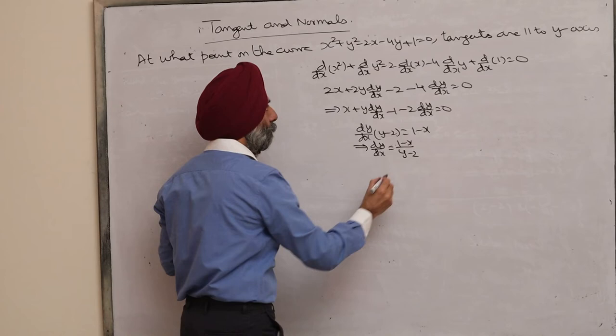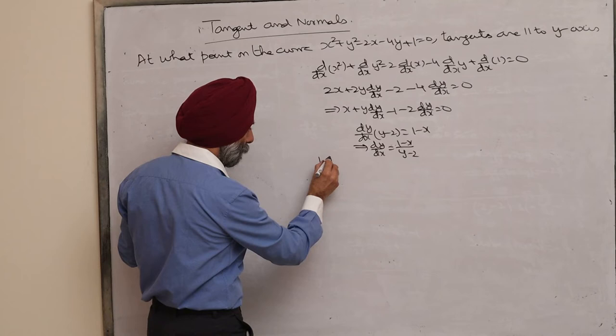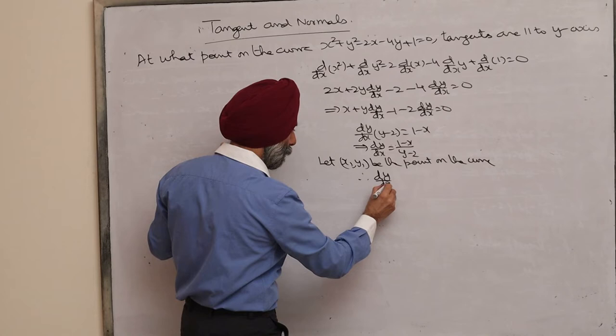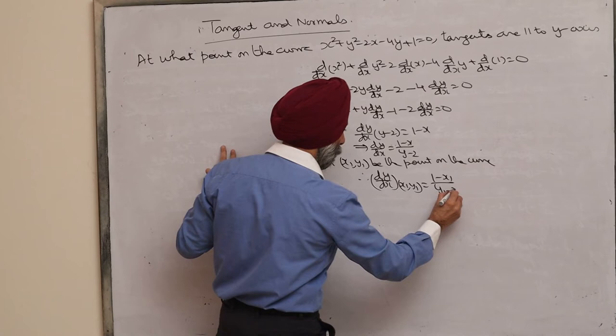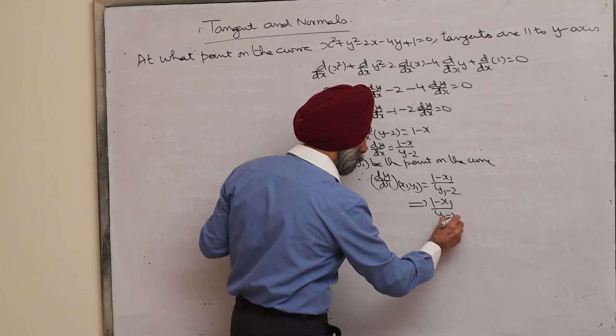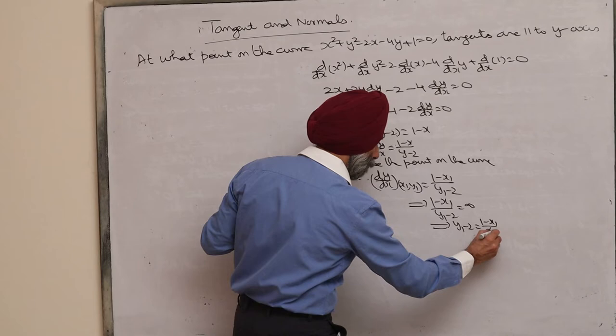Because the question is to find the points on the curve, let x1, y1 be the point on the curve. So therefore, dy over dx at x1, y1 is equal to 1 minus x1 over y1 minus 2. Tangents are parallel to the y-axis because slope of y-axis is infinity. So this implies that 1 minus x1 over y1 minus 2 is equal to infinity, or this implies y1 minus 2 is equal to 1 minus x1 over infinity, which is 0, or this implies that y1 is equal to 2 here.